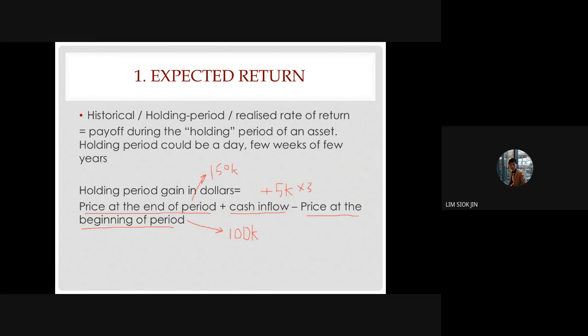Now, as I said, expected return is to look at your performance. How well did you do for the past 3 years with the money of 100,000? So you are a businessman. You use 100,000 to do business. After 3 years, what is your performance? Your performance will be the price at the end of the period, plus cash inflow, minus price at the beginning. So what is the calculation? 150k, plus cash inflow of 5,000 times 3. That means the rental of 3 years.